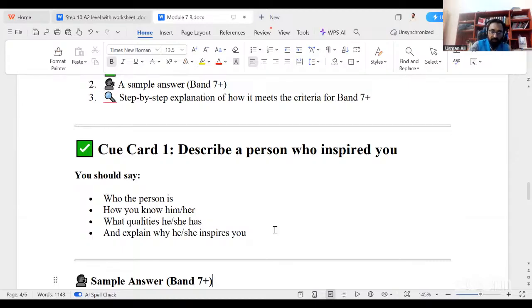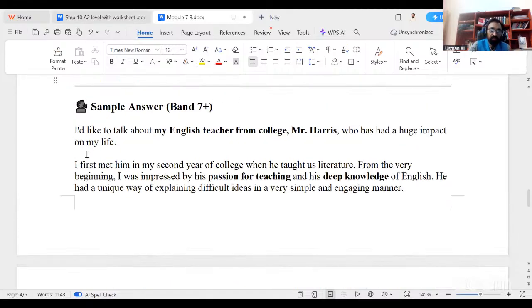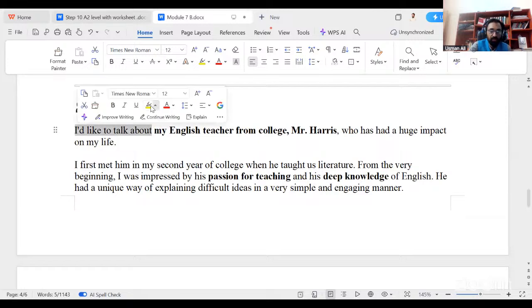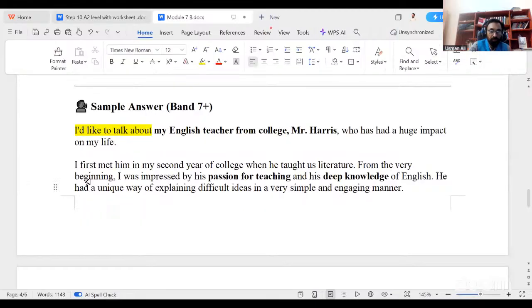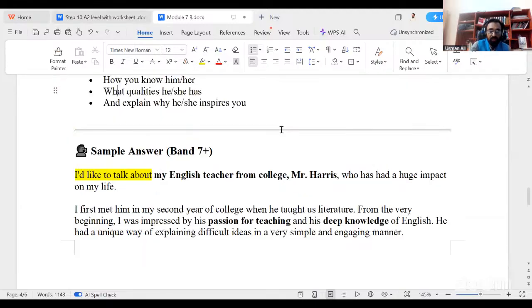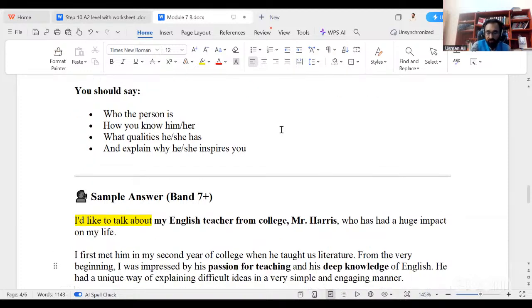Now I'm going to give you a simple answer. Where do you have to start? I would like to talk about. This is the response starter. I would like to talk about my English teacher from college, Mr. Harris. So what is the question? Describe a person who inspired you. And I have taken a person here, a teacher.